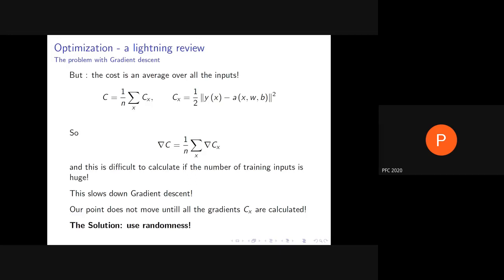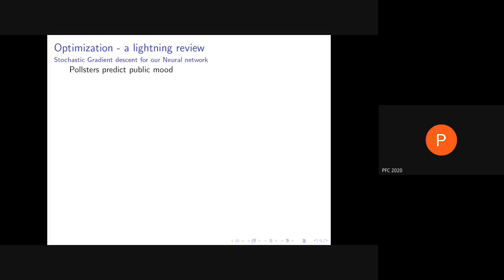So the solution to this is, rather strangely, to use randomness. And it's really not strange. If you think about it, this is something we do all the time in social life. We have opinion polls all the time. Pollsters predict public mood, that is, which party is going to get more votes or whatever. They mess up quite often, but that's a different story.